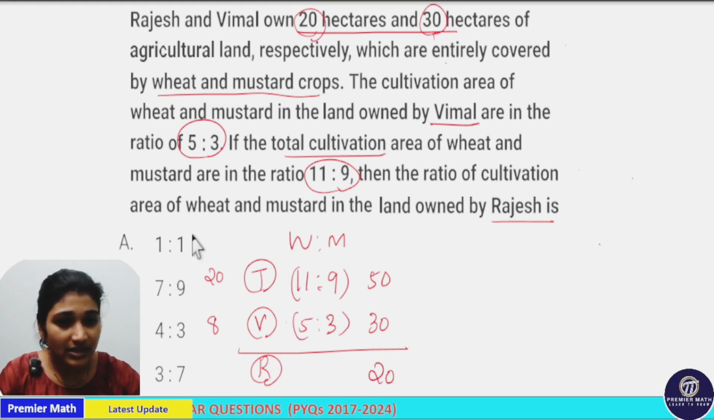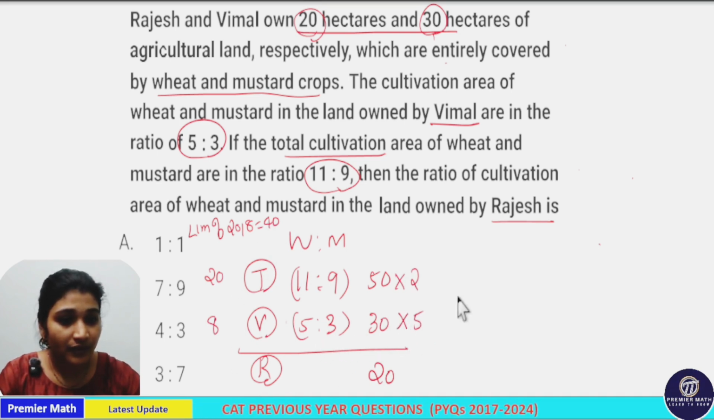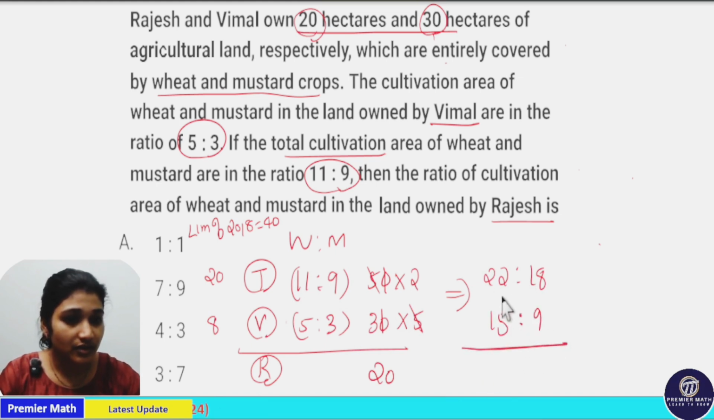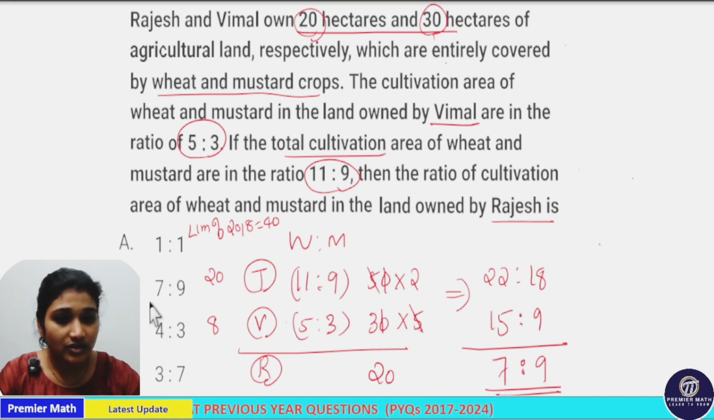Instead, to make it easier, take LCM of 20 and 8. LCM of 20 and 8 is 40. So 20 goes 2 times in 40, so multiply the first ratio with 2, and 8 goes 5 times in 40, so multiply the second ratio with 5. Here we can simplify this: 5, 5 cancel, 0, 0 cancel. So 2 into 11 is to 9 becomes 22 is to 18, and 3 into 5 is to 3 becomes 15 is to 9. Now just subtract it. 22 minus 15 is equal to 7, and 18 minus 9 is 9. So 7 is to 9 is the ratio of land owned by Rajesh. Option B is your answer.